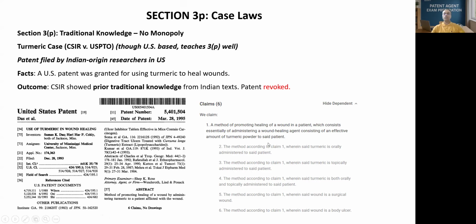And then you see what is written in it, कई बार हम टर्मरिक को ऐसे भी खाते हैं, so it says how to administer it, so it says essentially of administering a wound healing agent, so the process of administering is orally and then topically, स्किन पे लगाना, then it says both orally and topically, मतलब खा भी सकते हैं लगा भी सकते हैं। And then wound is a surgical wound, सर्जिकल wound मतलब ऑपरेशन करते तो अगर कटता है तो, and then claim on where the said wound is a body ulcer, अगर अल्सर भी हुआ है तो भी हम ठीक कर सकते। तो ये सारे जो मेथड हमारे नोन थे पहले से, लेकिन इन्होंने पेटेंट फाइल किया था ये, and this patent also granted, then CSIR opposed it.